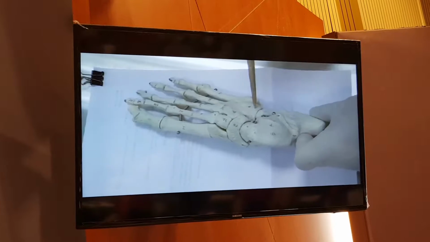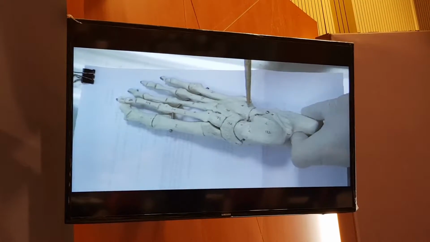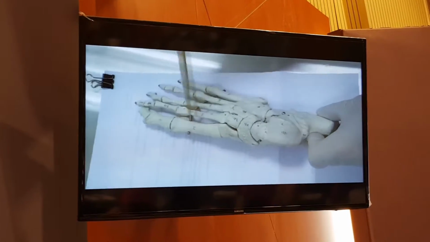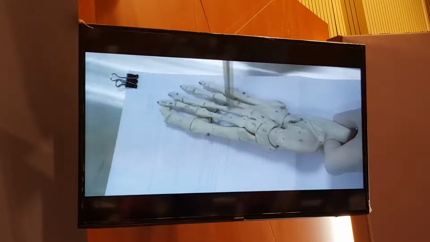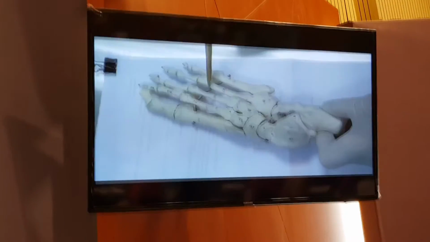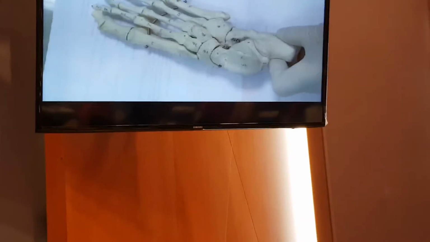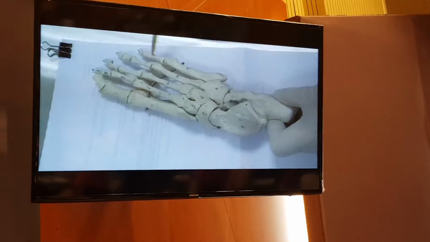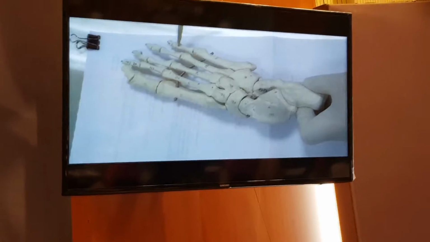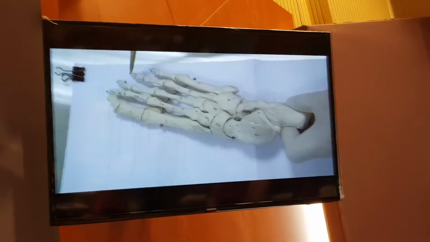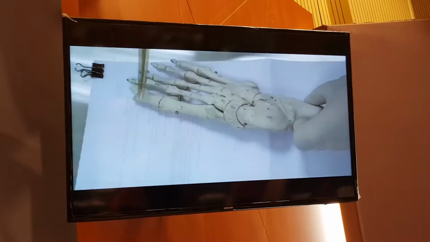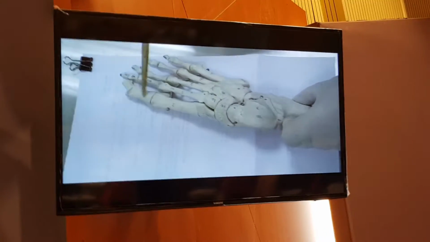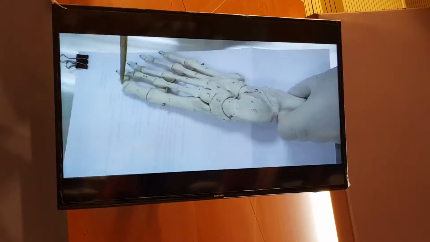Metatarsal bones, we have 5 bones. The first one is the most medial one. This is the first metatarsal, second metatarsal, third metatarsal, fourth metatarsal, and fifth metatarsal bone. In the digits, each digit consists of 3 phalanges: proximal, intermediate, and distal. But your big toe consists of only 2 phalanges: proximal and distal.